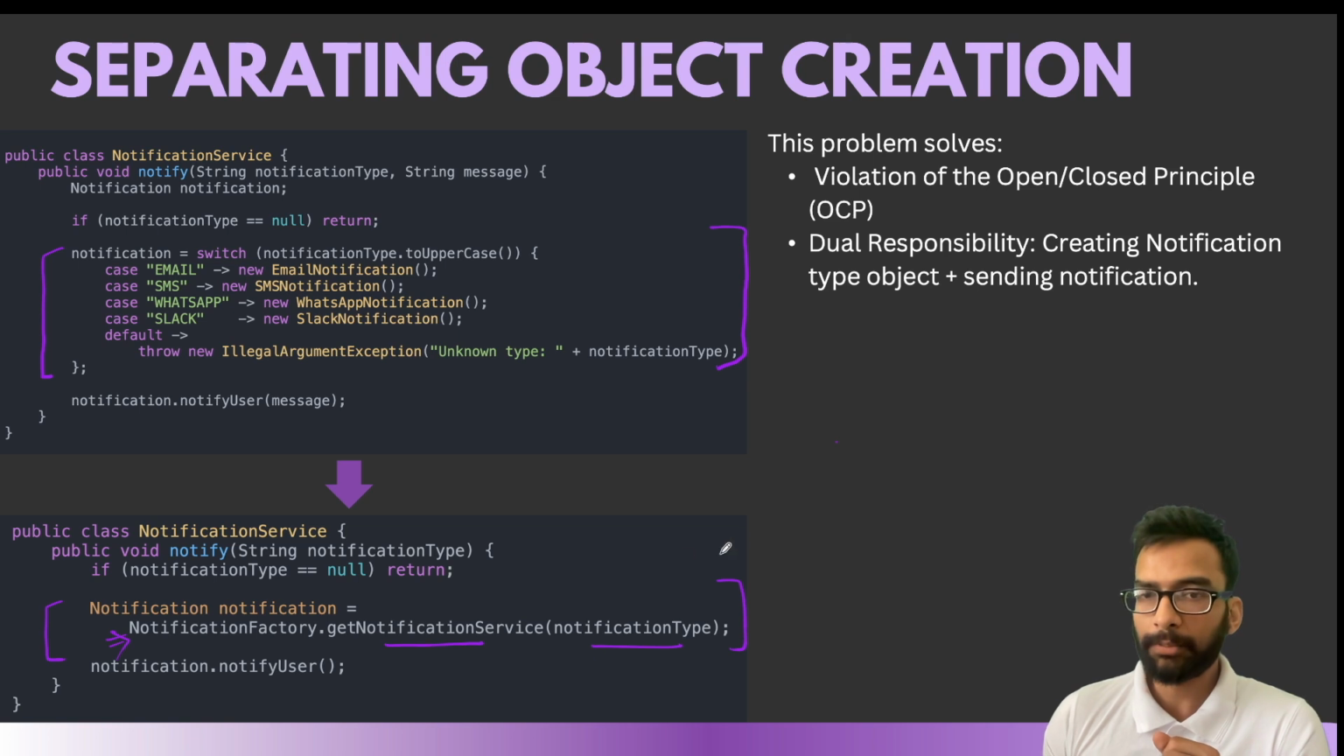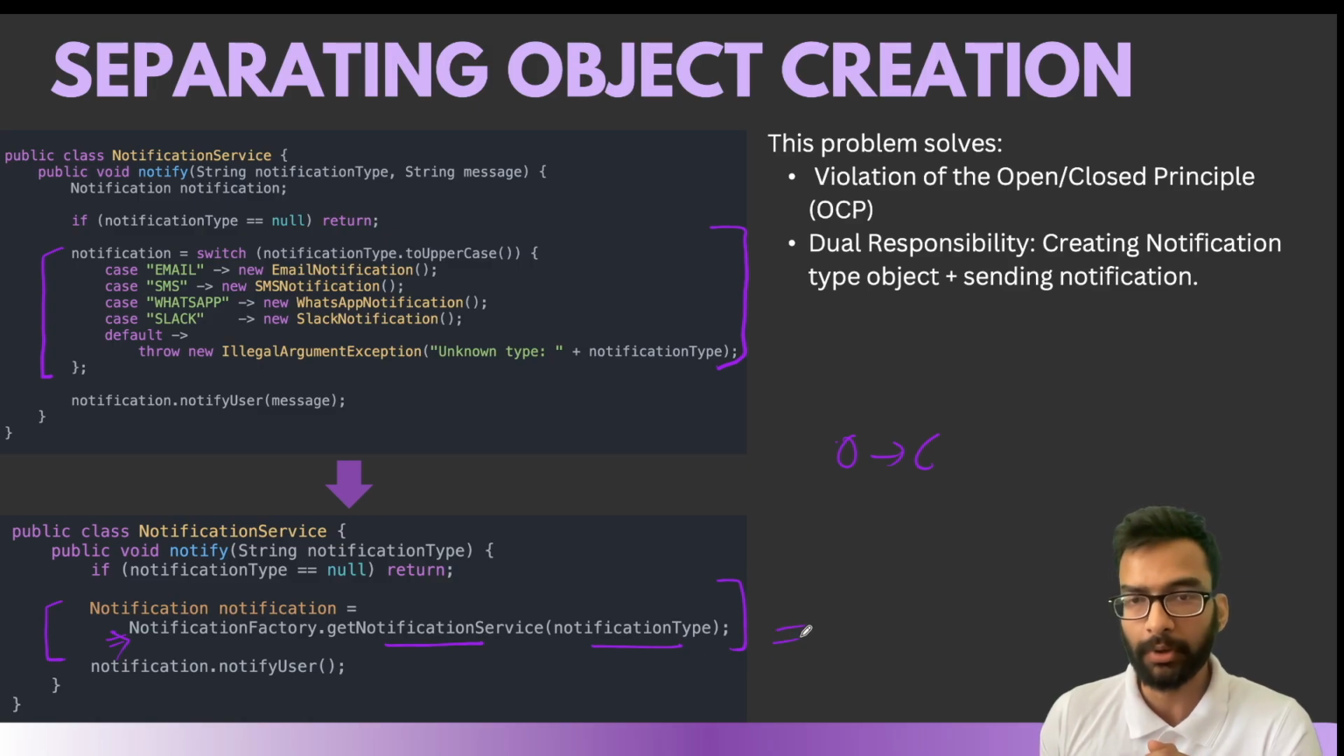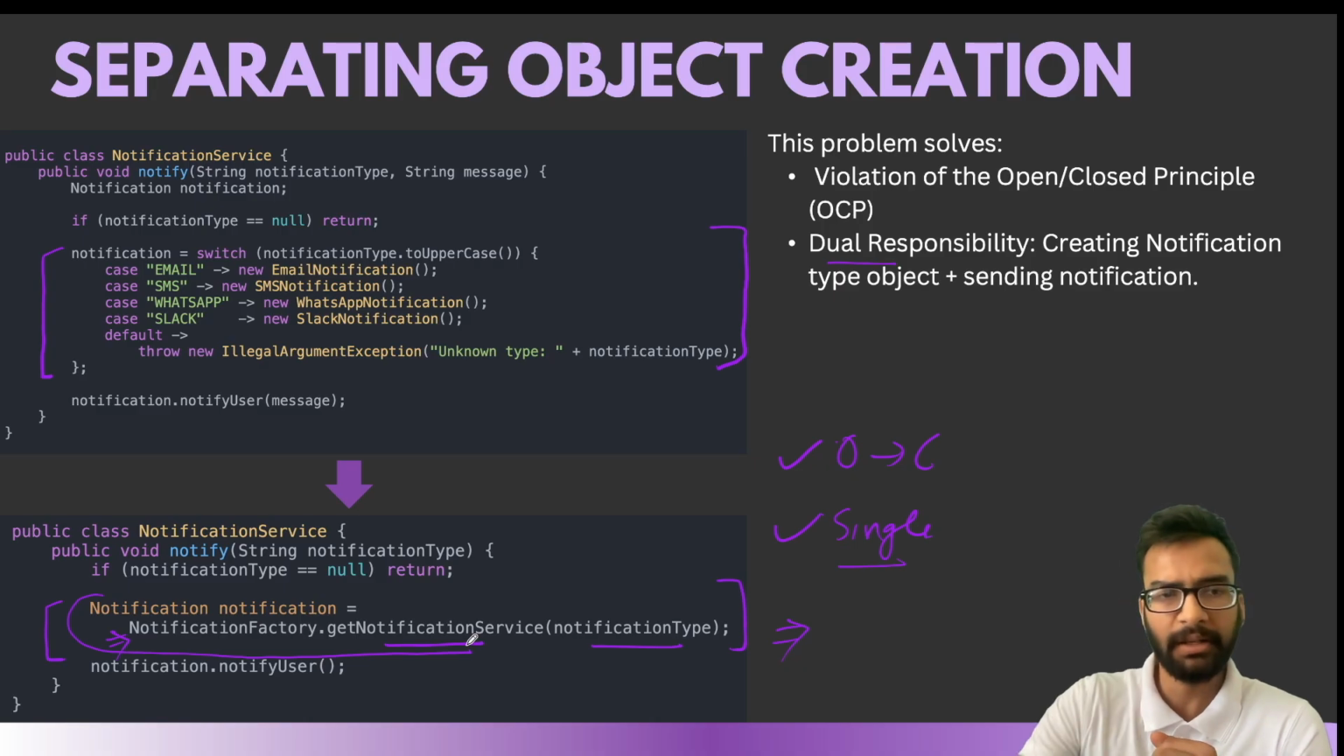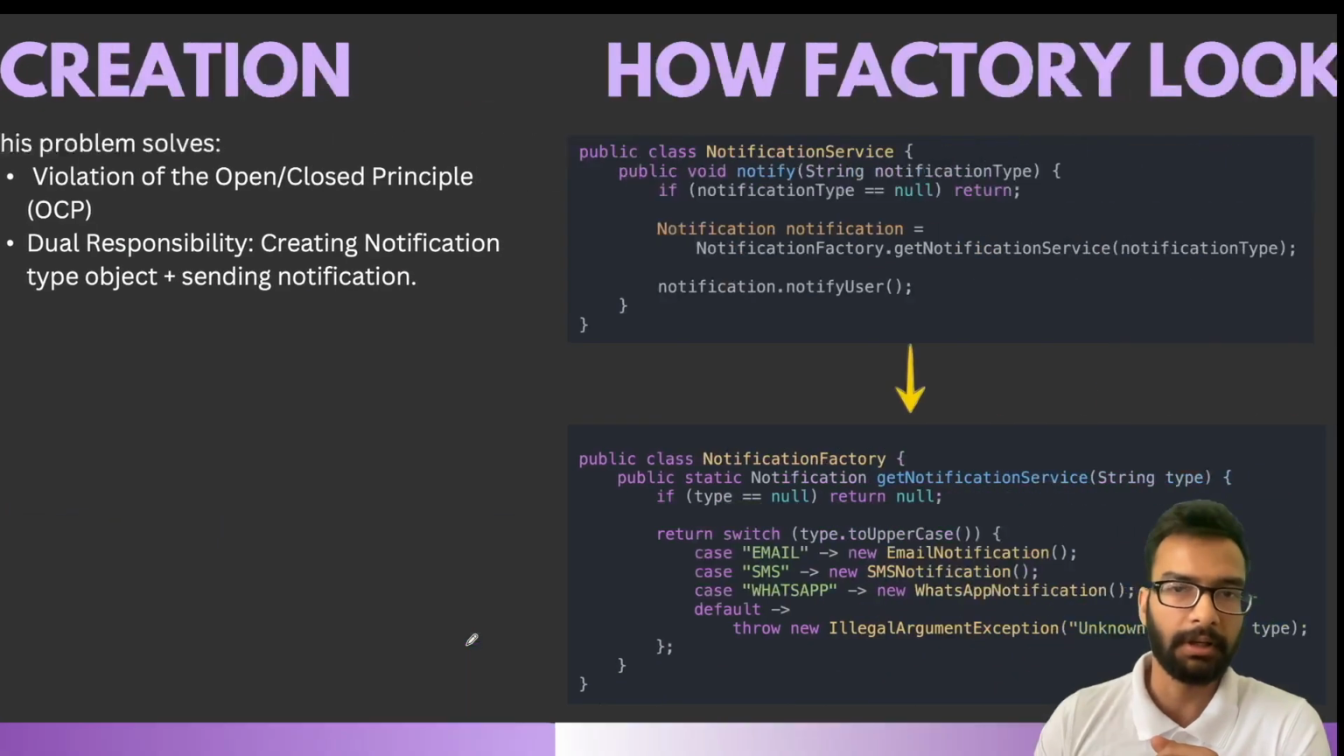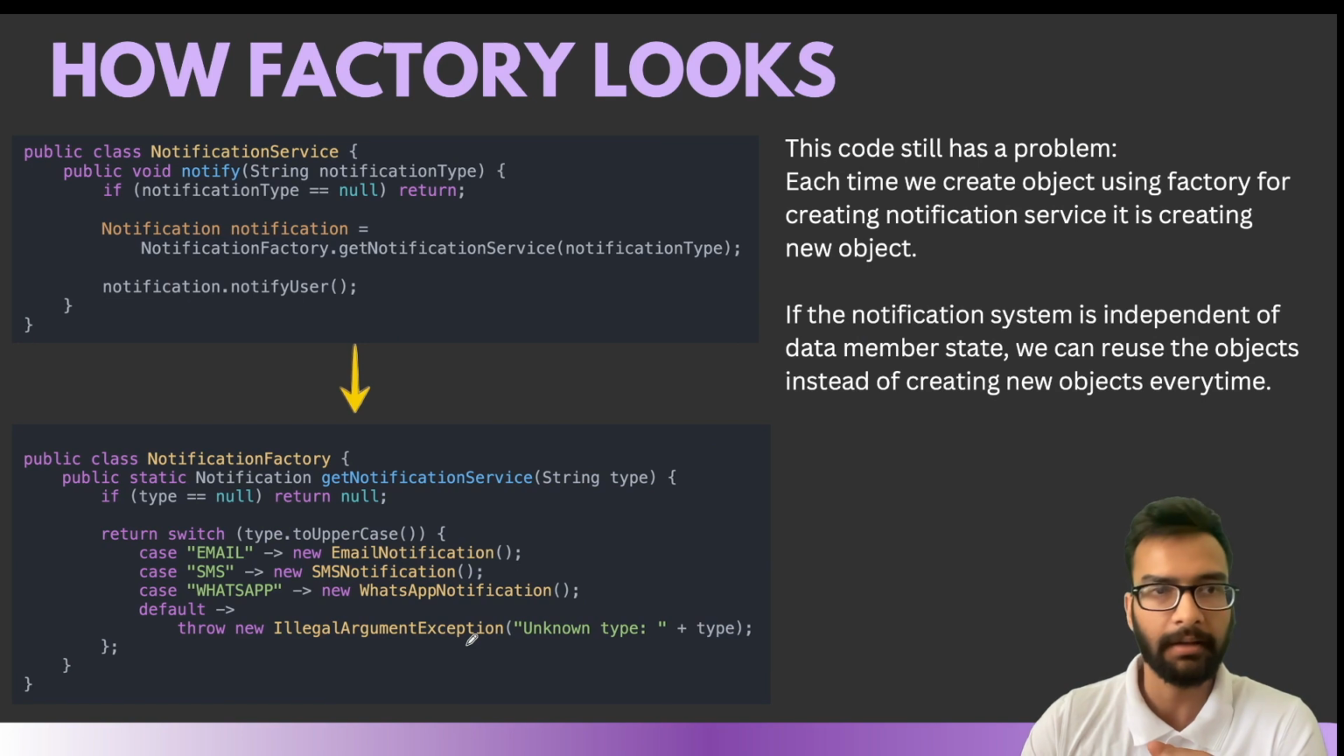It solves the problem of open close, since now if you have to add a new type of notification, you have to go and update this factory class, not the notification service. It now has single responsibility as well, and obviously the double responsibility is eradicated. Now our problem remains: how to implement this part. Now it was just a movement of the code. Let's see how the factory looks like.